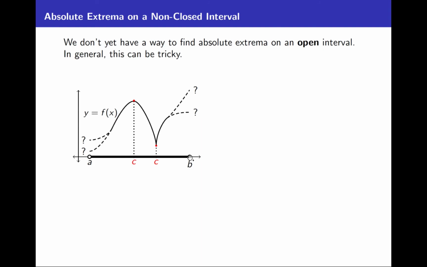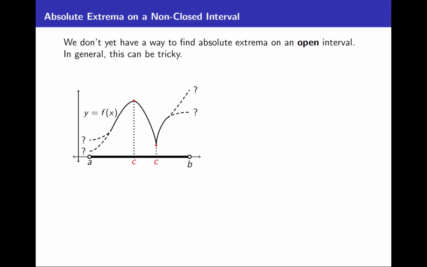And if you can't plug in b in this picture, you don't know necessarily whether or not you have an absolute maximum at this c or not. You don't know whether the function goes higher than that. If you can't plug in a, you don't know whether or not you have an absolute minimum here. Does the function get lower than that? It's hard to tell.